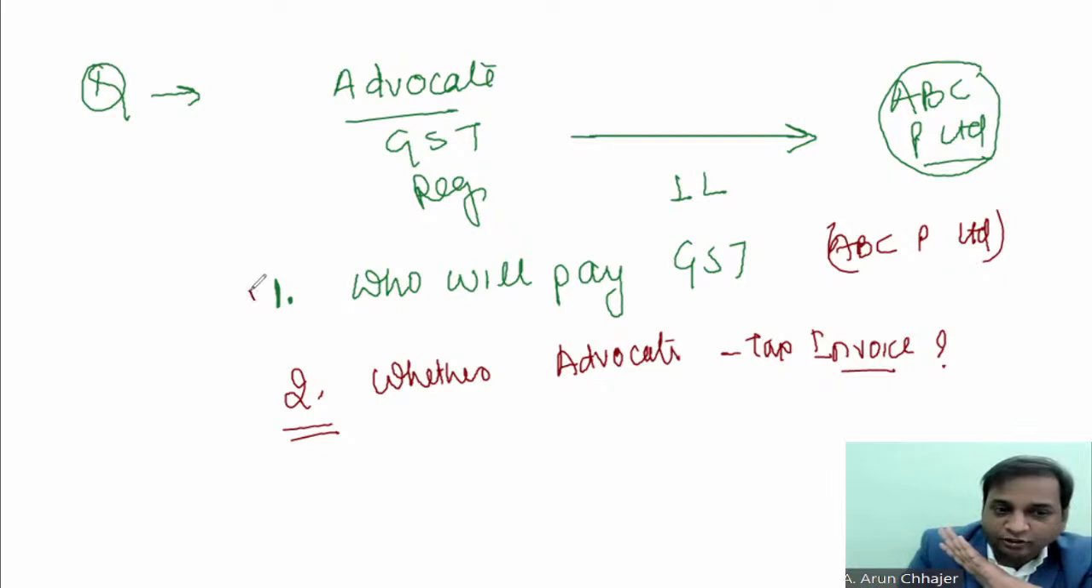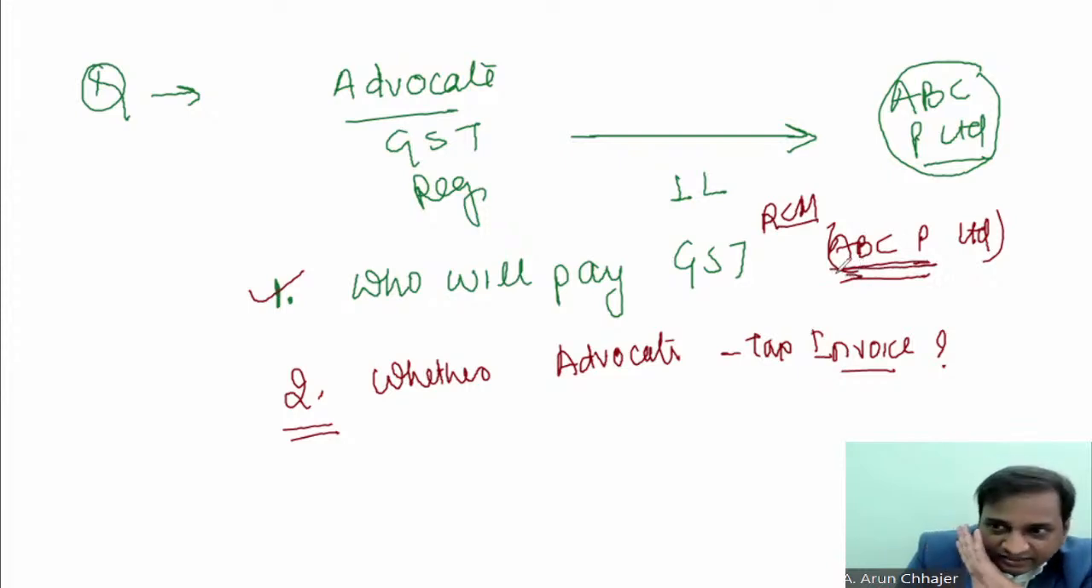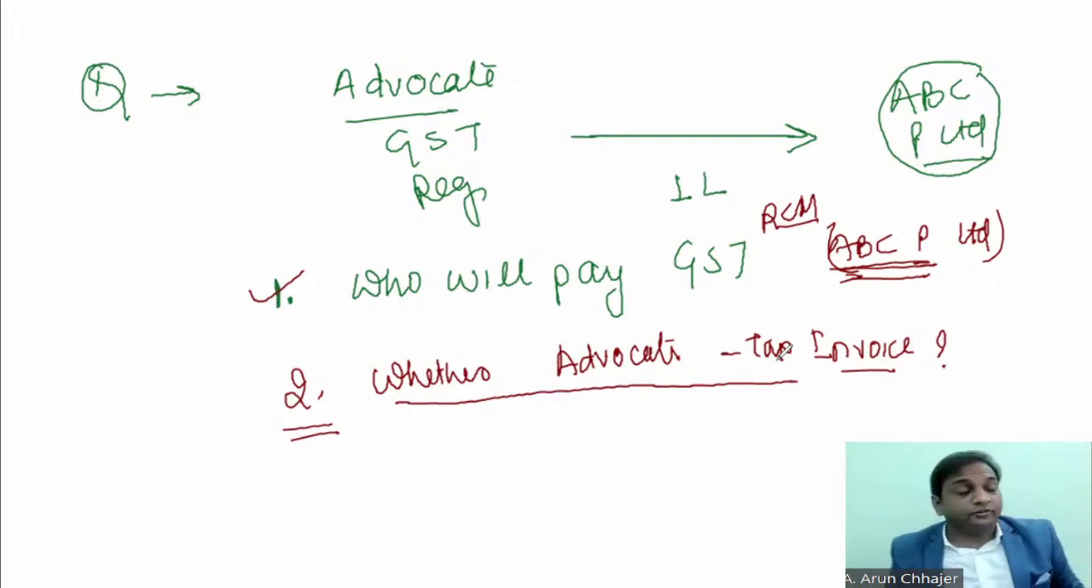This point is correct. All participants have given the correct answer that here RCM is applicable. ABC Private Limited will pay the tax. That is correct. Now my second question, whether the advocate is required to issue the tax invoice or not.